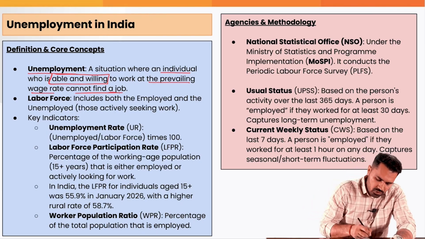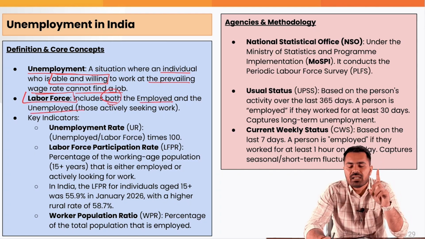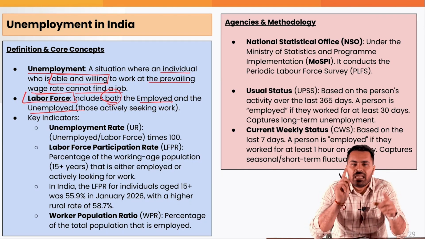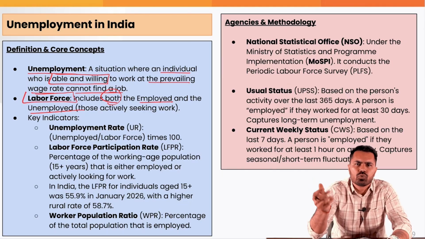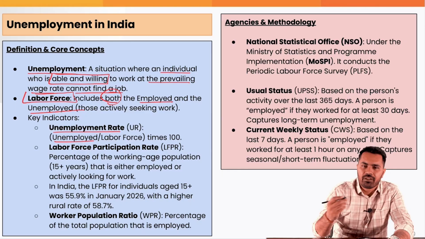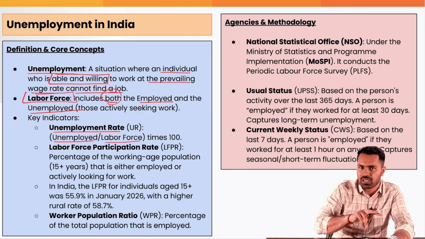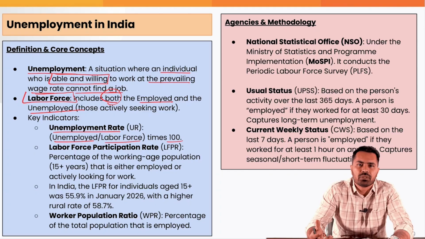Now, the labor force will include both employed and unemployed people. Keep this in mind, it can be asked in your prelims exam also. Unemployed are those who are seeking work, and employed are those who are already working. Now what are the other key indicators? Your unemployment rate is the unemployed people divided by the entire labor force, both employed and unemployed, multiplied by 100, which gives you the unemployment rate in percentage terms.